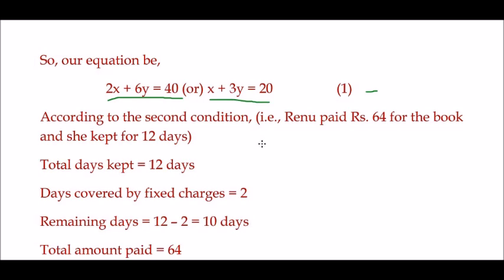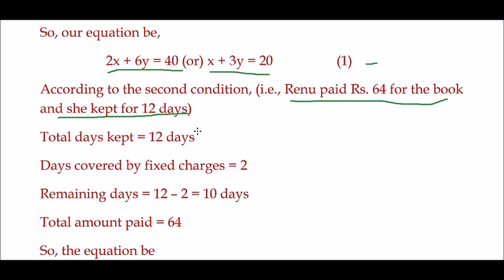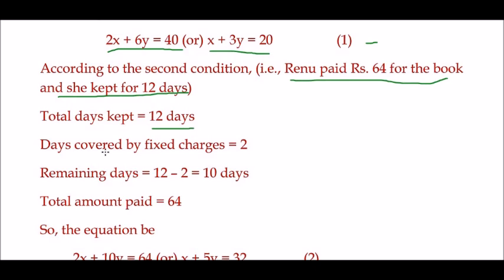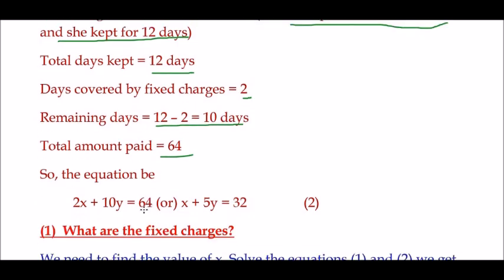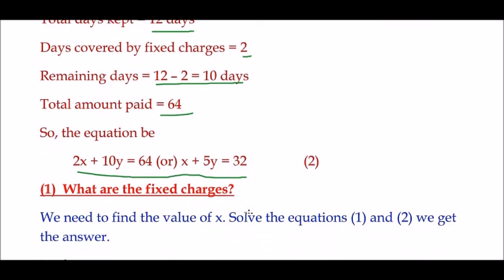And according to the second condition, that is, Renu paid rupees 64 for the book and she kept for 12 days. So total days kept is 12 days and days covered by the fixed charge is equal to 2 days and the remaining days is 12 minus 2, that is 10 days. So total amount paid is 64 rupees. So the equation is 2x plus 10y is equal to 64, or x plus 5y is equal to 32. That is equation number 2.